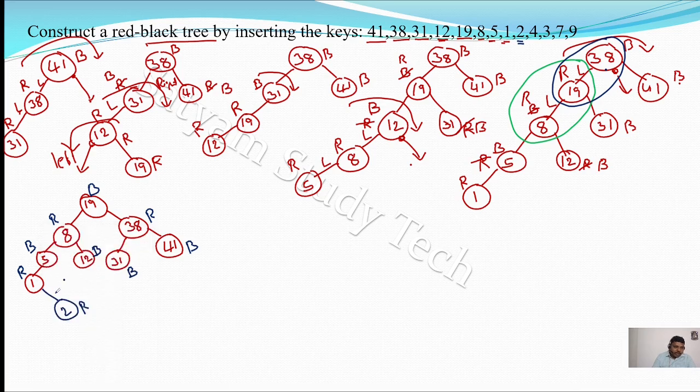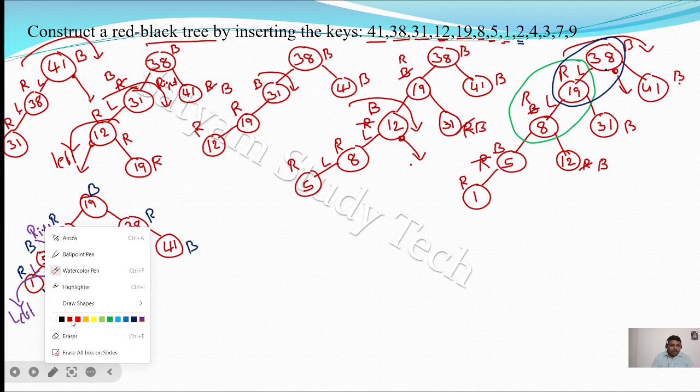Here it is right, and 1 is the left of 5, so the left. So it is LR. We have to perform two rotations. First we have to perform a left rotation, on the R here. After that we have to perform a right rotation. Now we can perform the rotations.